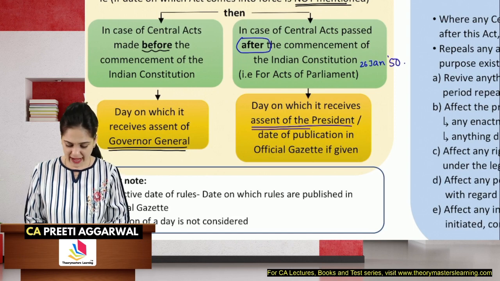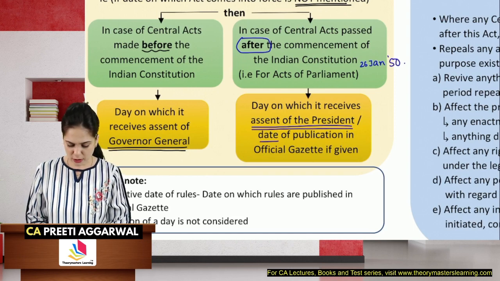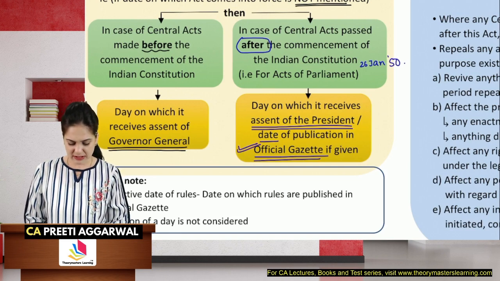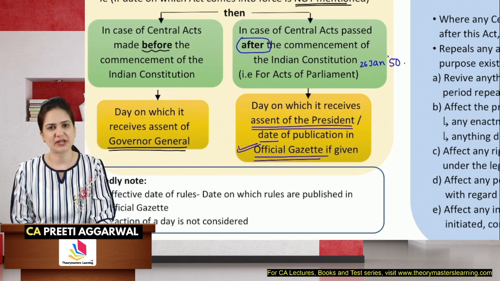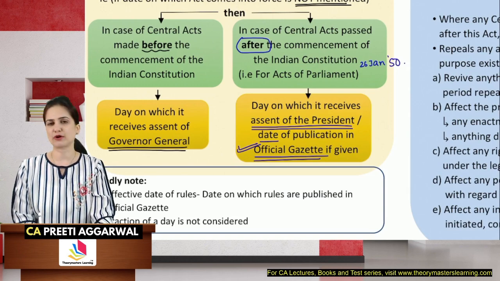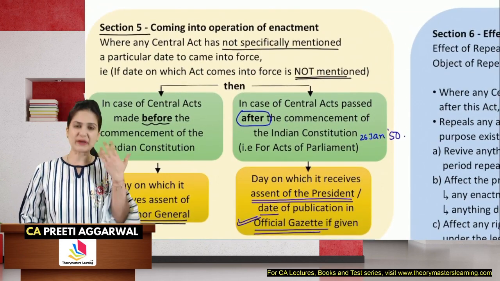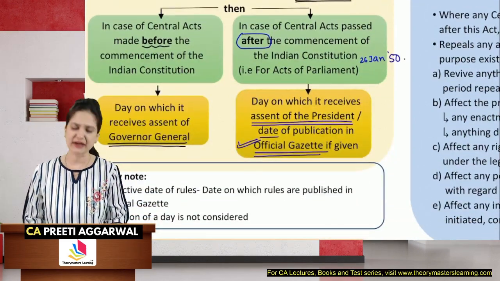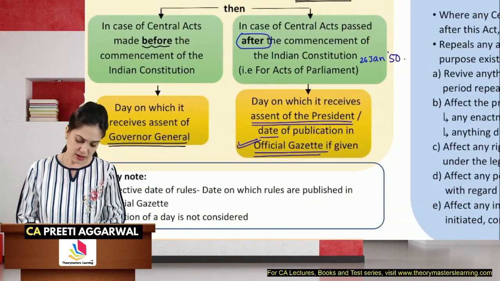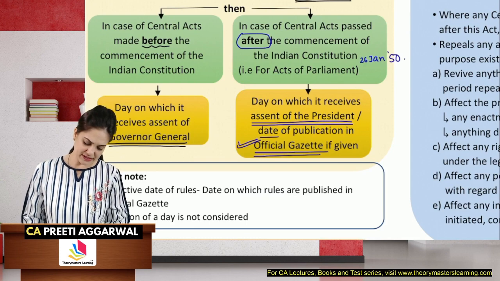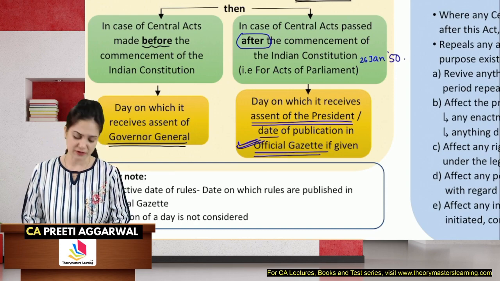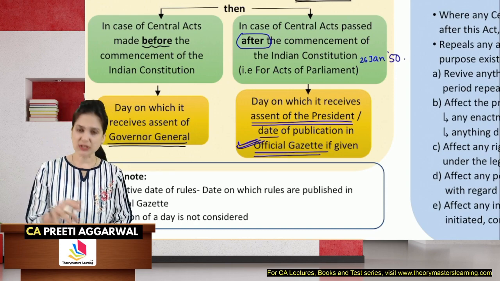But if you already have with you the date of the publication in the official gazette, if that is given, then we will consider the date on which it is published in the official gazette as the date of commencement of the act. To commence means to begin. Coming into operation of the enactment means when does the act come into force. So if it receives the assent of the president, but if the official gazette date is given, then that date. If the gazette date is not given, then the date on which it receives the assent of the president. Now, this was about the act.